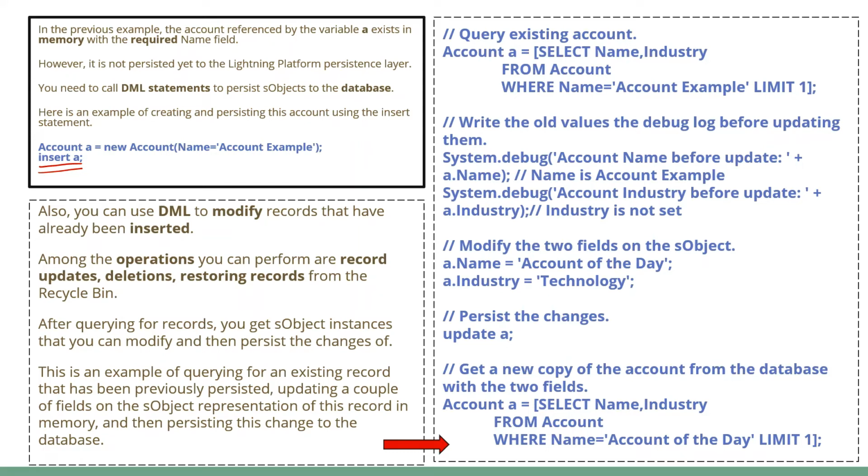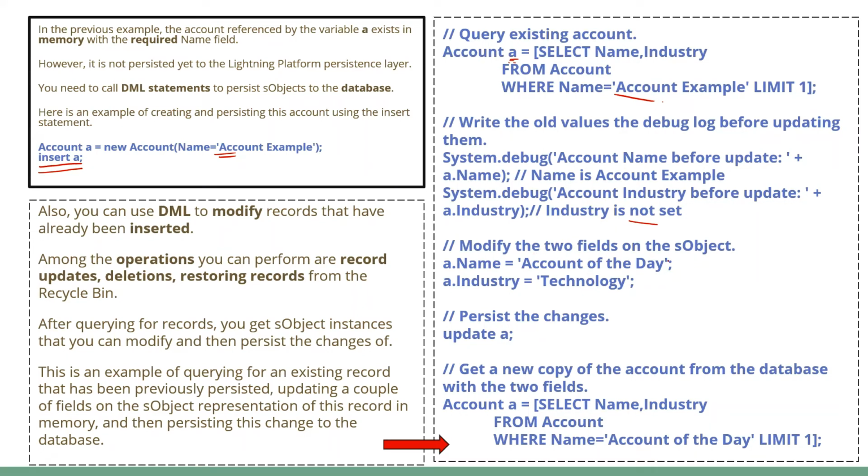So let's see this example. Now we are querying the existing account. Account a = select Name, Industry from Account where Name is 'Account Example' limit 1. As we know, we have inserted this Account Example. Write the old values to the debug log before updating them. So we will use System.debug('Account Name before update: ' + a.Name). As we all know, this a is the type which we will get from this particular SOQL. Name is Account Example. System.debug('Account Industry before update: ...'). So the industry value is not set in this particular case.